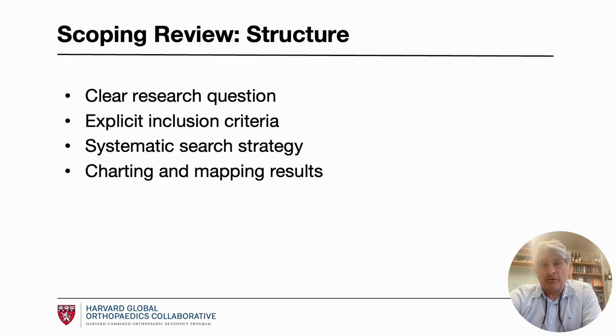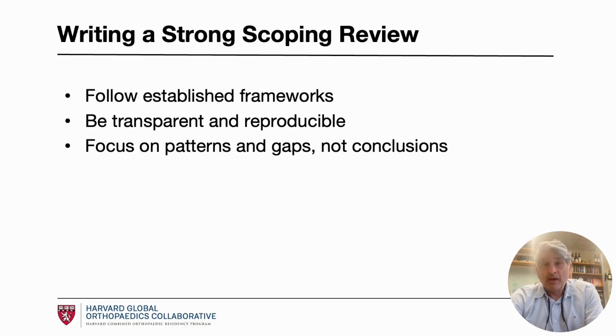For a scoping review, transparency is the currency here. You want to have a clear research question, explicit inclusion criteria, a systematic search strategy, and charting and mapping of your results. As you can see, there's a clear difference in the approach between these two review types. So, for writing a strong scoping review, transparency again is key. Follow established frameworks, be transparent and reproducible, and focus on patterns and gaps, not on conclusions.